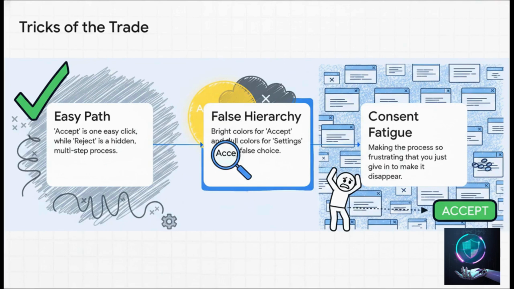First, they take advantage of our need for the path of least resistance. I mean, it's one easy click to accept versus who knows how many clicks through confusing menus just to say no. Second, they create what's called a false hierarchy. They use bright, bold colors to make their choice pop, while making your choice look dull and unimportant. And third, they are totally counting on consent fatigue. They know that if they just keep throwing these annoying pop-ups at you, eventually you'll just give in and click anything to make it go away.